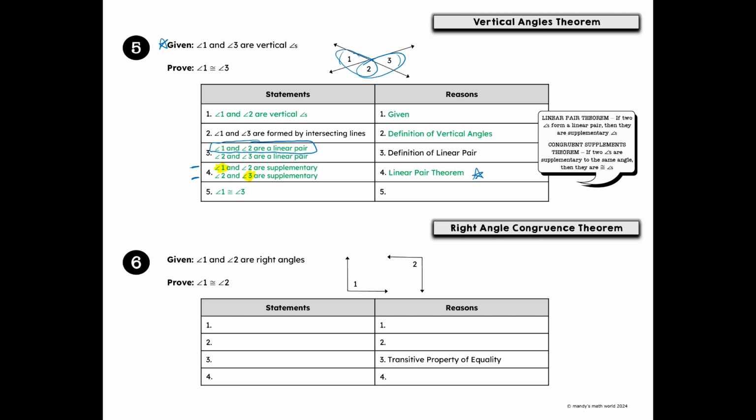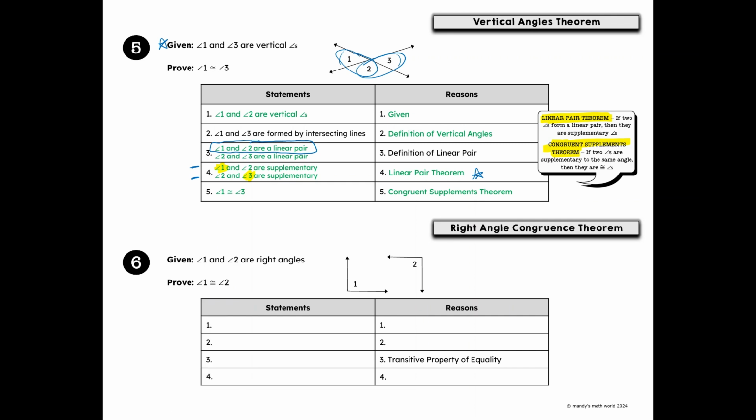And how do I know that? It's another theorem that we've proven. That's the congruent supplements theorem. That tells us that if two angles are supplementary to the same angle, then those angles are congruent. So here we use the linear pair theorem within this vertical angles theorem, and we use the congruent supplements theorem within this vertical angles theorem. So again, once you've proven a theorem, you can use it as a reason in later proofs. Pretty cool, huh?